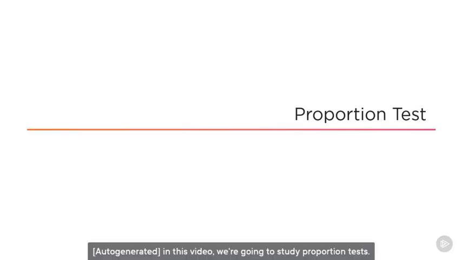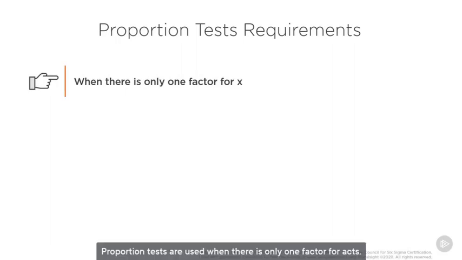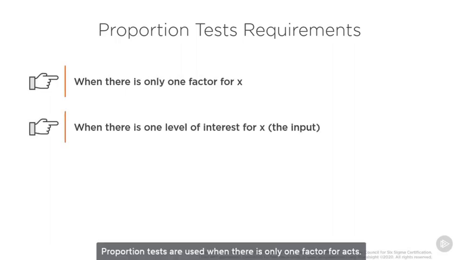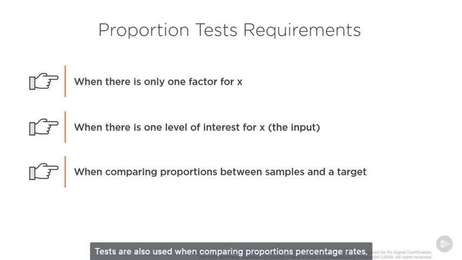In this video, we're going to study proportion tests. Proportion tests are used when there is only one factor for x. They're also used when there are two levels of interest for x, the input being x. Typically, there are two sets of data regarding the input and you are comparing those two sets of data. Proportion tests are also used when comparing proportions, percentages, rates, for example, between samples or between samples and a target.